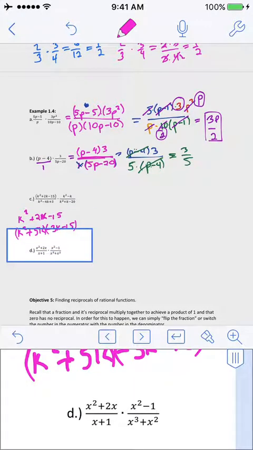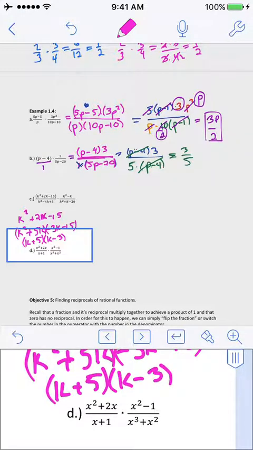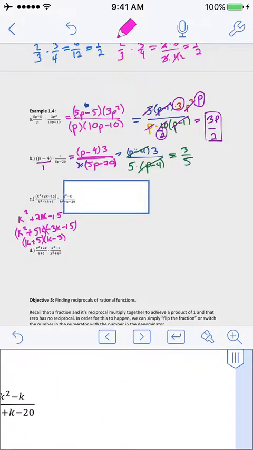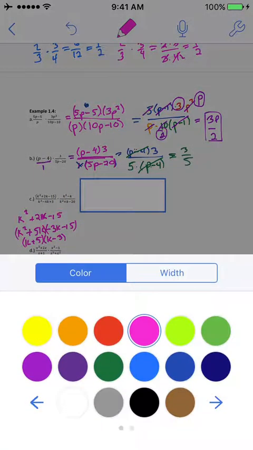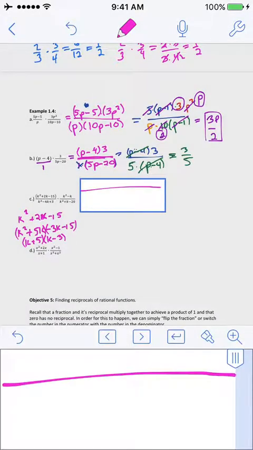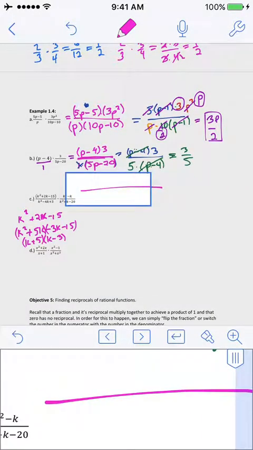We end up with k plus 5 and k minus 3. Again, if that's a little ambiguous to you as to how that happened, you need to go back to the 6.2 video and watch that over again. So now I'm going to start building my huge, long, large fraction. And my first numerator actually factored down into k plus 5 and k plus 3.